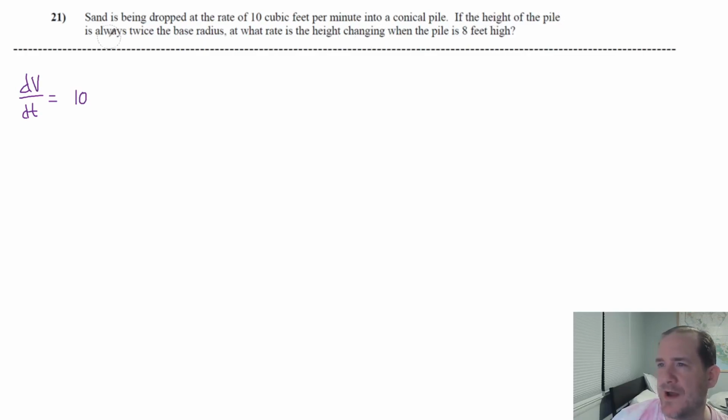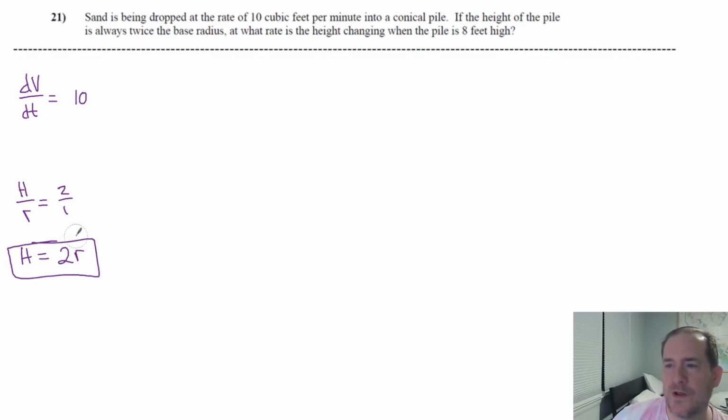The height of the pile is always twice the base. Okay, that's interesting to know. I guess that means that if I took the height and divided it by the radius, then the height is always twice the radius. So that would put us in a ratio of 2 to 1, right? Or put another way, it just means that the height is equal to the radius times 2. So there's your conversion factor. And that's great. So what else do we know?